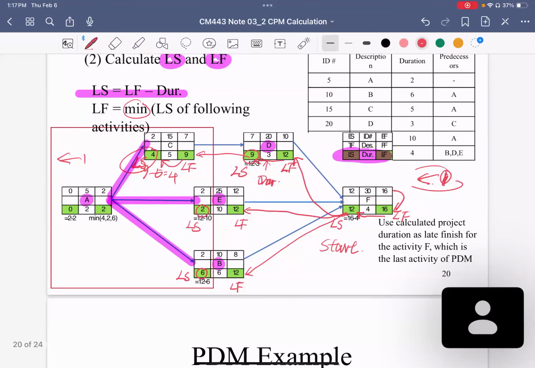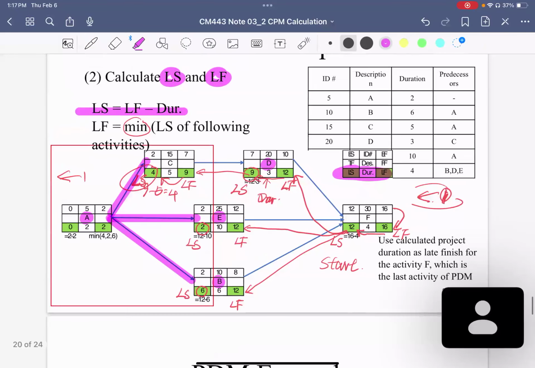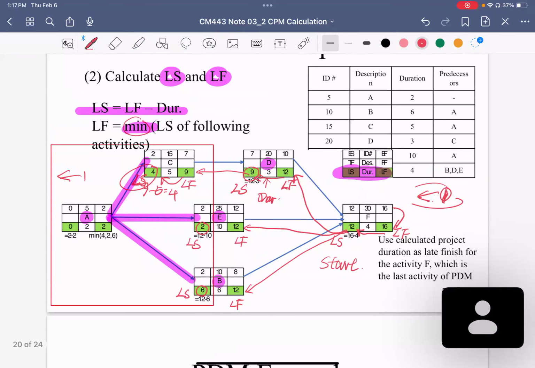When we have three relations over here, we use this formula: we use the smallest one for the late start time. So for the following activities C, E, and B, we have 4, 2, and 6. The smallest one is 2, so we use 2. That is why we have this equation here. So we get 2.